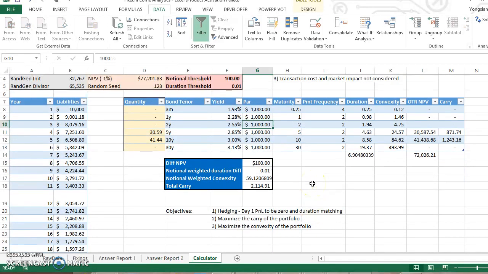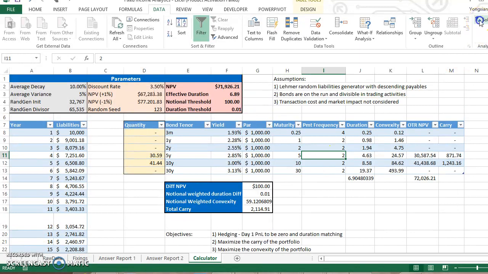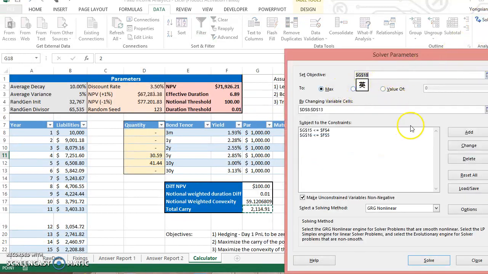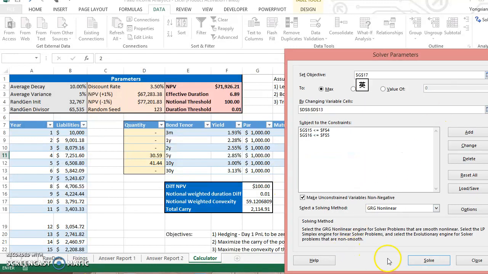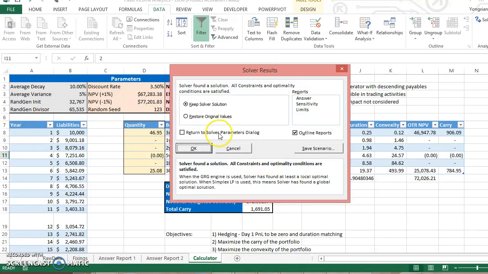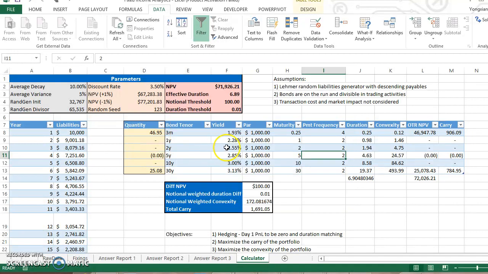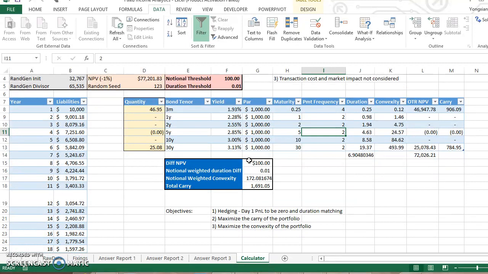So the final one is I want to maximize the convexity of the portfolio. So this is the result for the three scenarios. One is hedging, one is for maximizing the carry of the portfolio, and then maximizing the convexity of the portfolio.